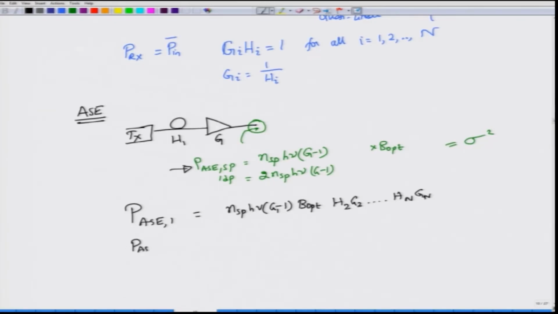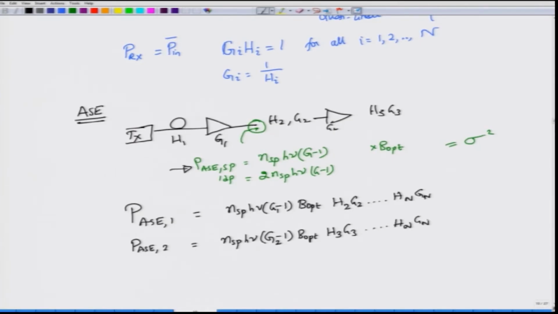What about the noise power added by the second amplifier? The second amplifier also has the same spectral density. This would be given by (G2 minus 1) B_opt, the optical band pass filter bandwidth, but it does not see H2, because H2 is now previous. So, this one is H1 G1. This G1 sees H2 and G2, whereas the second amplifier with a gain G2 would only see H3 and G3. For this, H2 has already gone back. So, this would be H3 G3 all the way up to Hn Gn.